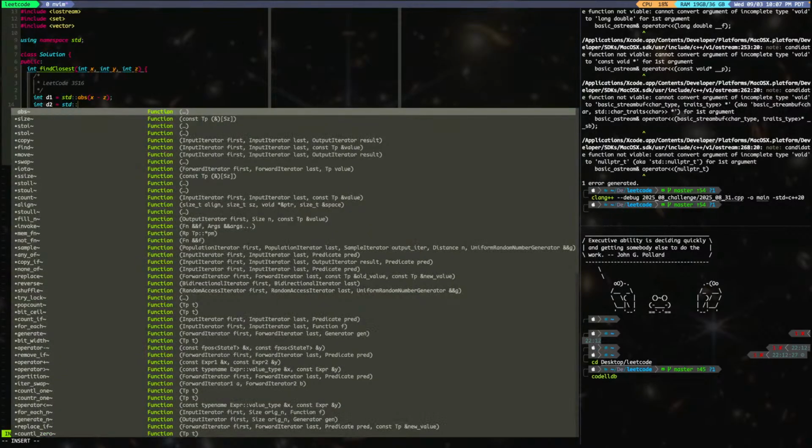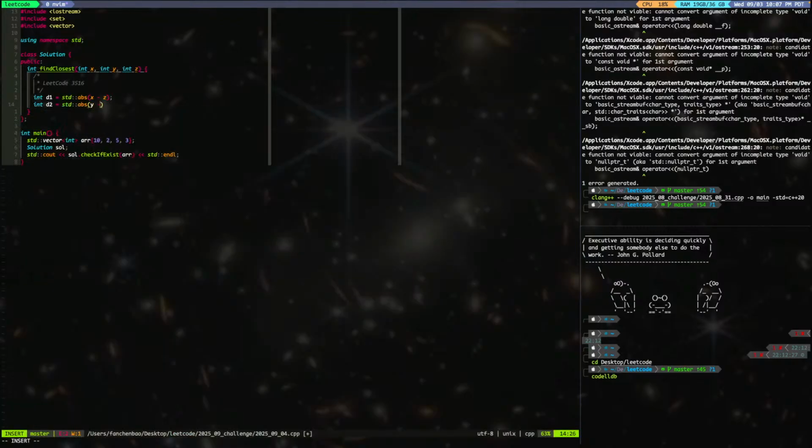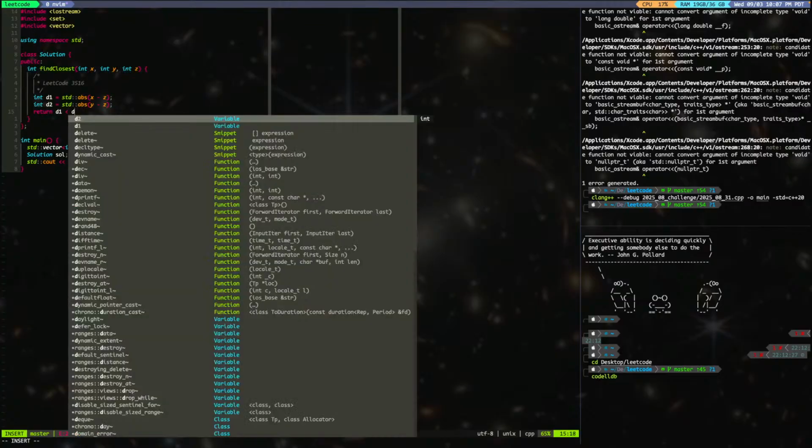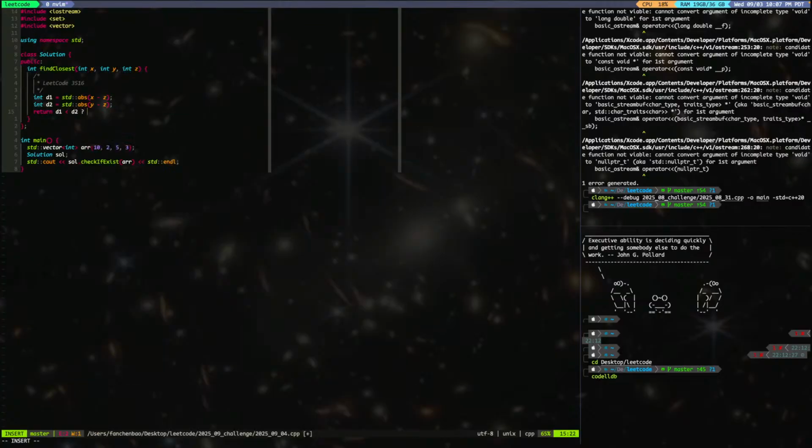You know what? I think this is easier to do. I can say return 1 if D1 is smaller than D2. Else, if D2 is smaller than D1, return 2. Else, return 0.